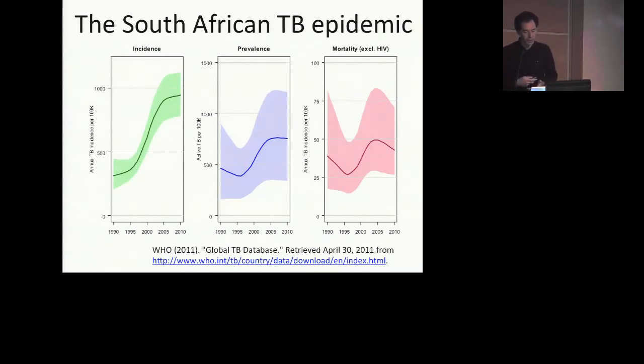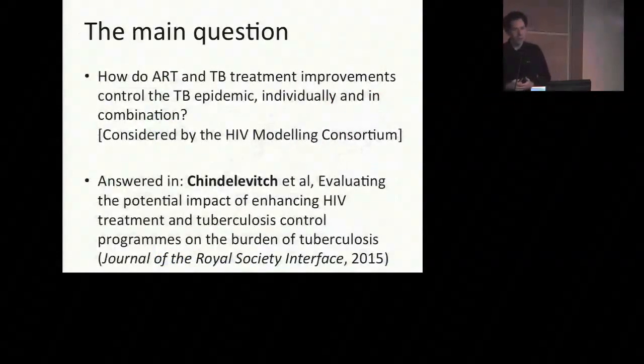So the main question of the first part of the talk is going to be, how do we make improvements to the two programs? ART, which stands for antiretrovirals, which are basically the drugs that you give patients with HIV to control their HIV, and TB treatments. So how do we improve those individually and in combination in order to control the tuberculosis epidemic, primarily in Southern Africa?